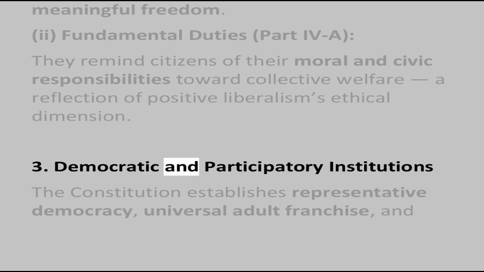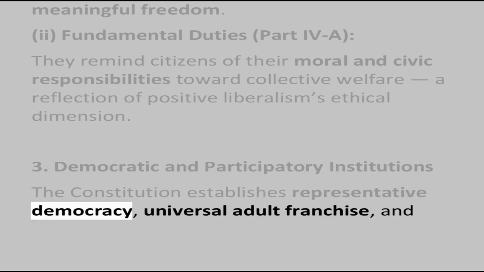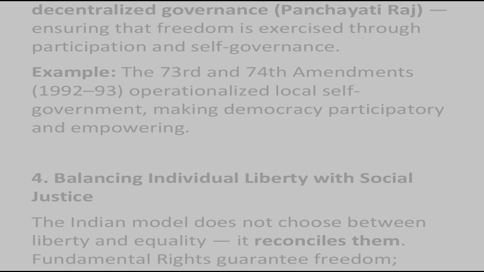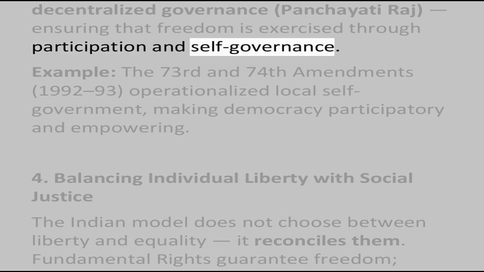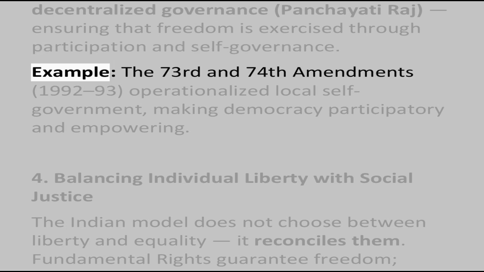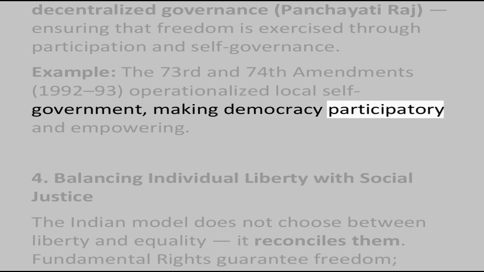3. Democratic and participatory institutions. The Constitution establishes representative democracy, universal adult franchise, and decentralized governance, Panchayati Raj, ensuring that freedom is exercised through participation and self-governance. Example: the 73rd and 74th Amendments, 1992 to 93, operationalized local self-government, making democracy participatory and empowering.